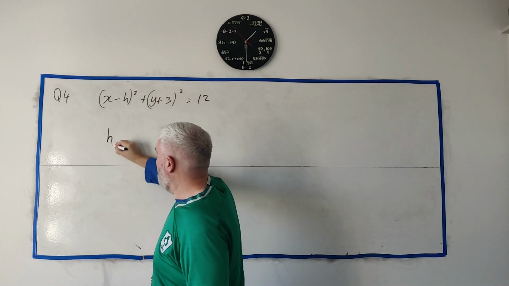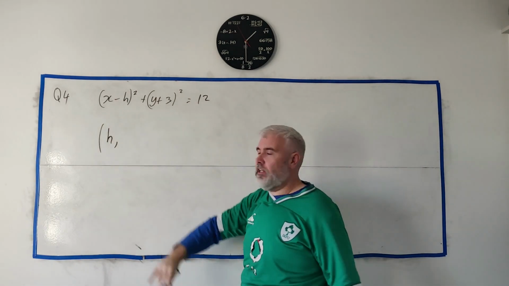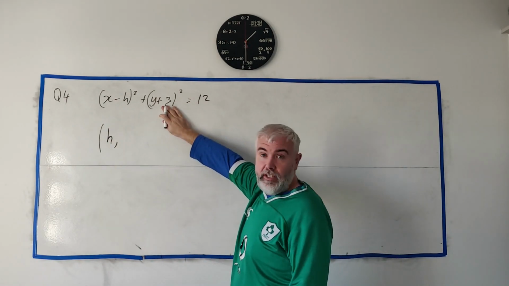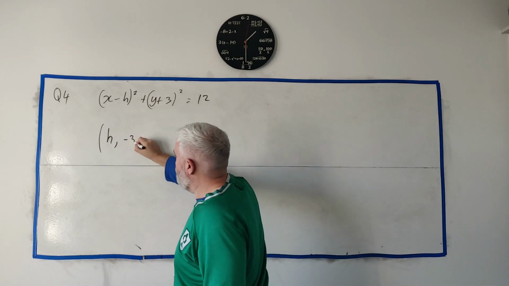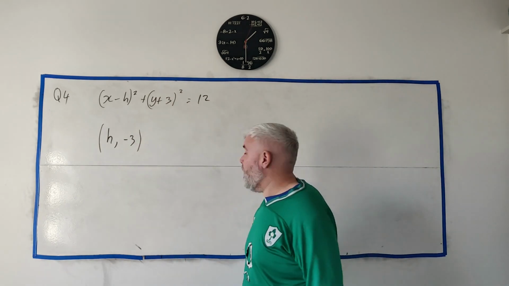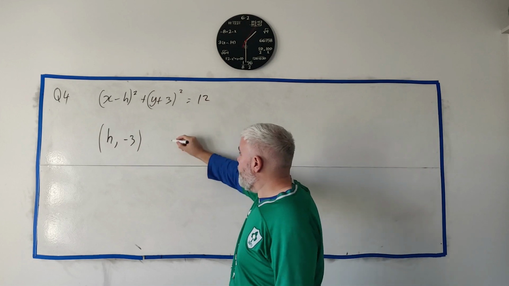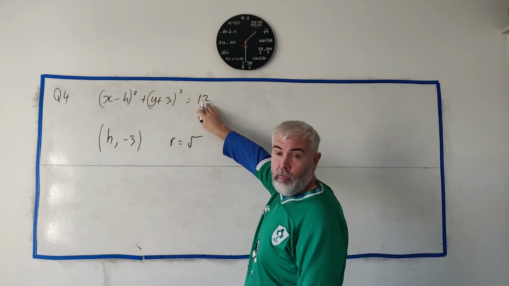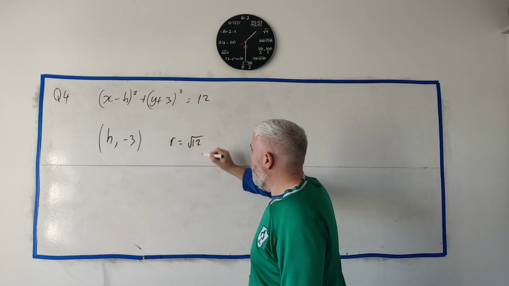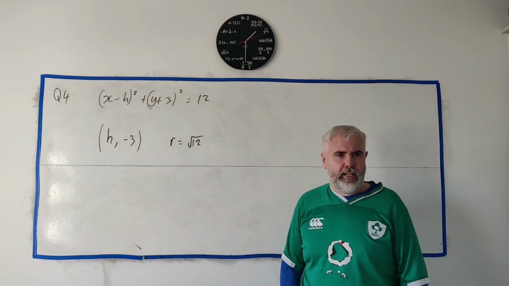So the centre of this circle is h, minus h. Minus this number is the y part, so that's minus 3. That's the centre. That's your marks for that part. The radius is just the square root of whatever number is here. So square root of 12, and you can leave your answer like that.